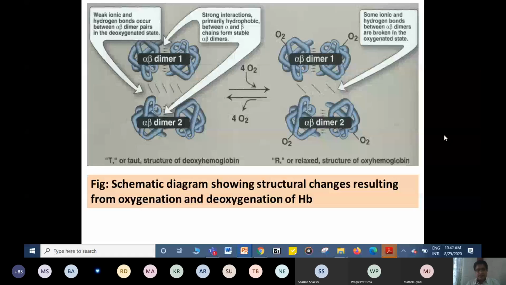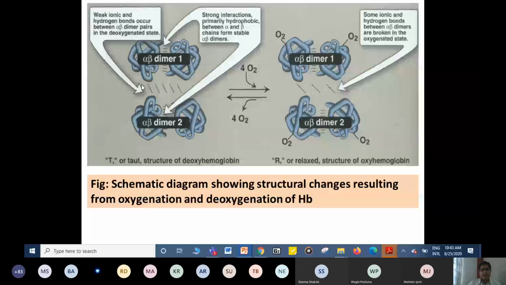Okay, now let's see this structure. This is the hemoglobin tetrameric structure, as we all know. Now we have also said dimers, because this bond is slightly weaker and the bonding pattern is different in the oxygenated state and deoxygenated state. Okay, let's see. This is 1 alpha and 1 beta. This is the next alpha and beta. Between this alpha and beta, and this alpha and beta, there are strong interactions, primarily hydrophobic interactions.